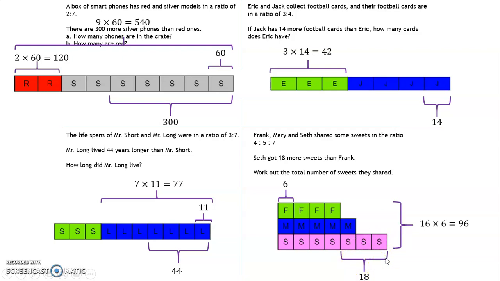And I can divide by 3 to see that one part is 6. And then all together, I've got 16 parts, 4 plus 5 plus 7, each of which are 6, and that tells me that the total is 96. So this is an option as well for your bar model, but however you drew it, you should have got an answer of 96. So make sure your work is marked.